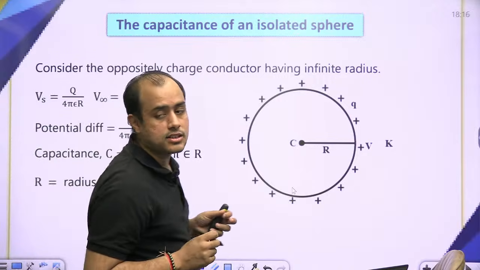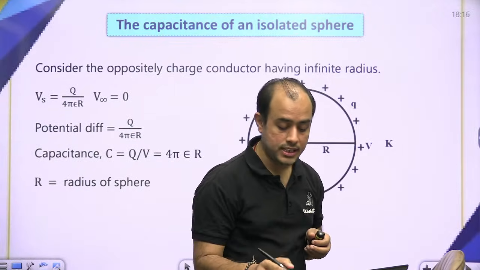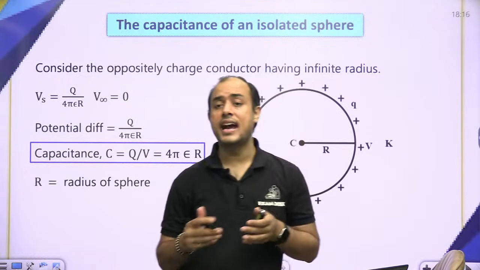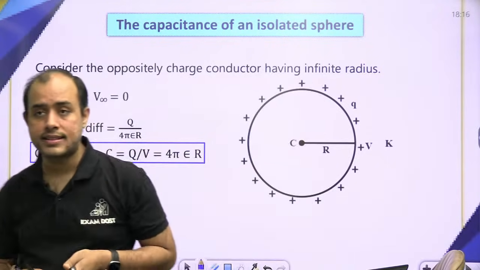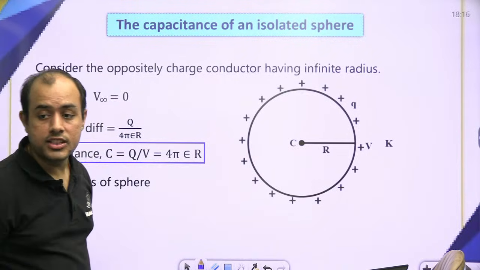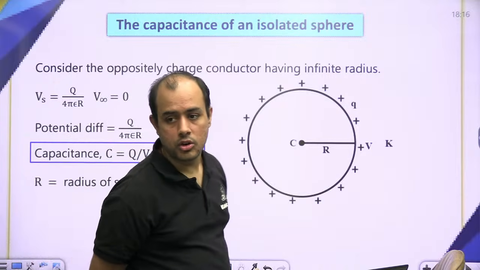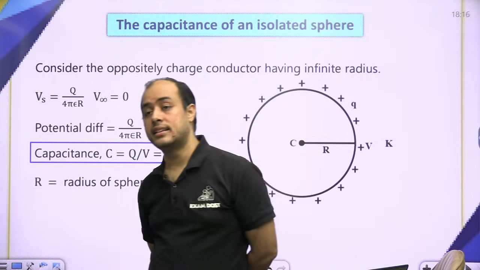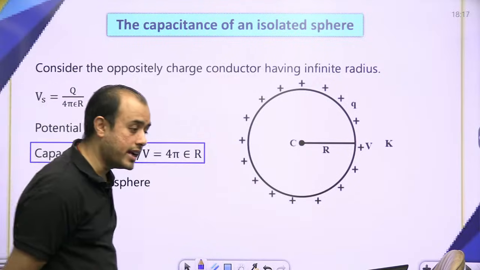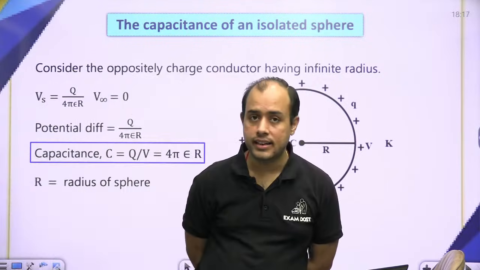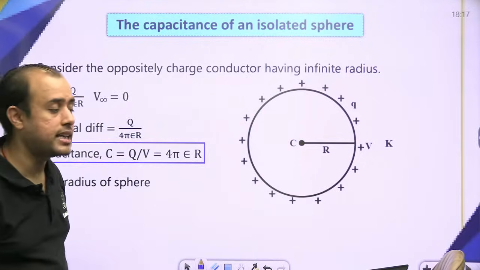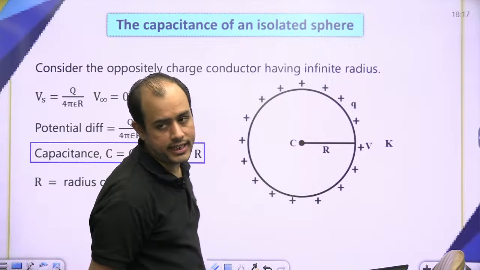Now, the capacitance of an isolated sphere is 4 pi epsilon r. So, first of all, understand why I am defining capacitance. There is no opposite charge here. So, we assume, beta, okay, we assume that the negative charge, that is minus q, is located at infinite radius. I assume that its counterpart, minus q, is at infinite radius.